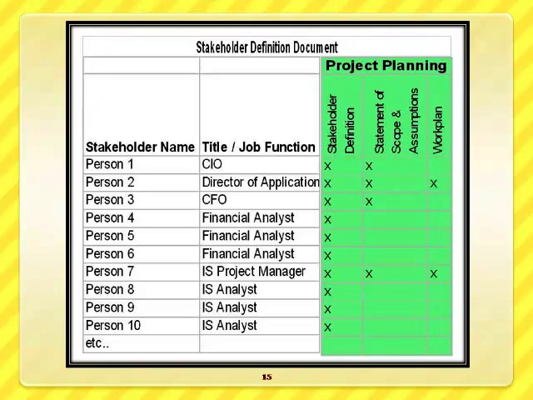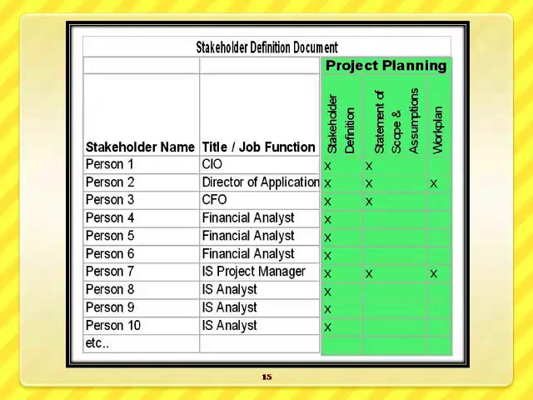Define a matrix like this. So, for example, in this case, person 1, the Chief Information Officer, will be involved in the stakeholder definition and the statement of scope and assumptions, and he is not involved in the work plan. So this CIO, Director of Application, CFO, these are all people who are involved in the project planning stage in defining the stakeholder definition, what is required for each stakeholder. In the work plan stage, all people need not be involved. Only, for example, here, the Chief Financial Officer and the Information System Project Manager. These two are enough to involve in the project planning work plan stage.